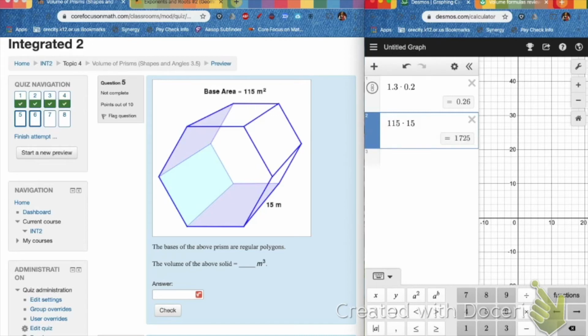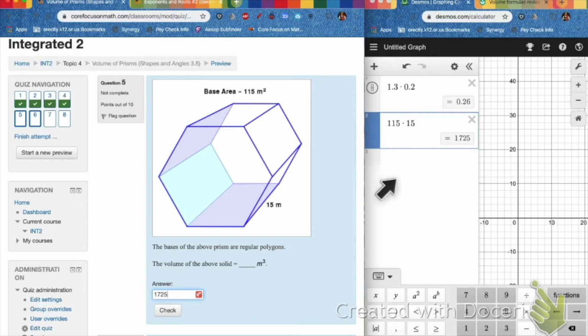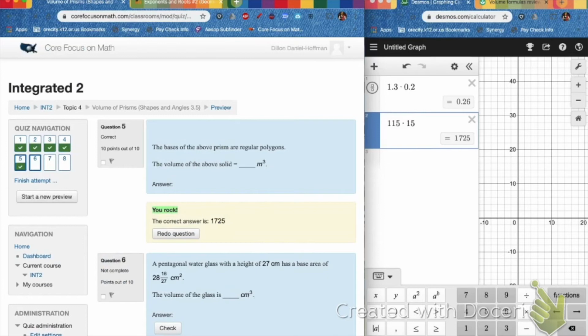And I get 1725. Now you can either use this multiplication symbol down here, or you could simply hit Shift 8. Shift 8 is like an asterisk button, but that also works for multiplication.